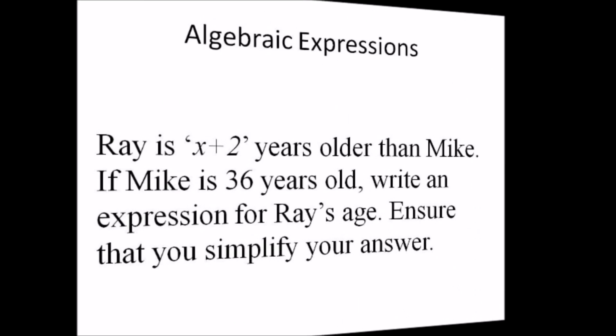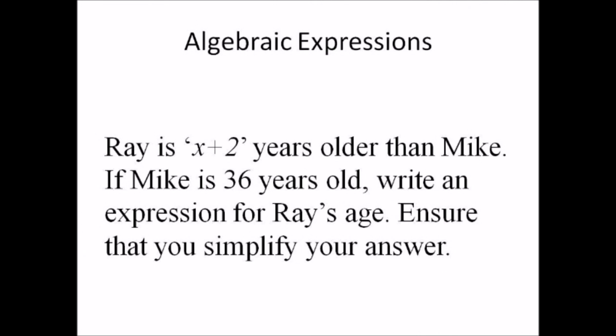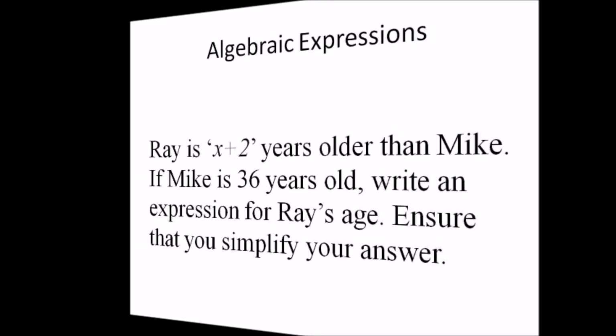And finally, Ray is x plus 2 years older than Mike. If Mike is 36 years old, write an expression for Ray's age. Ensure that you simplify your answer. Okay, so do that. Ray is x plus 2 years older than Mike. Mike is 36. Write an expression for Ray's age. Ensure that you simplify your answer. Got it? Here we go.